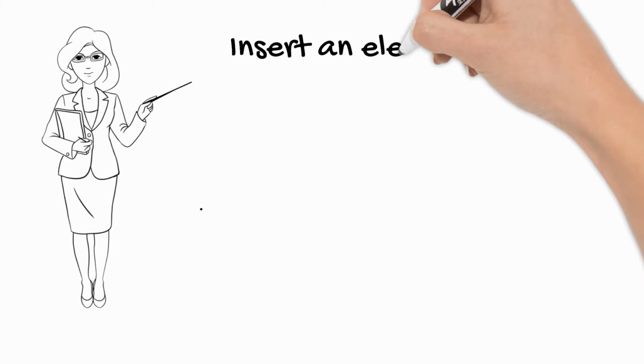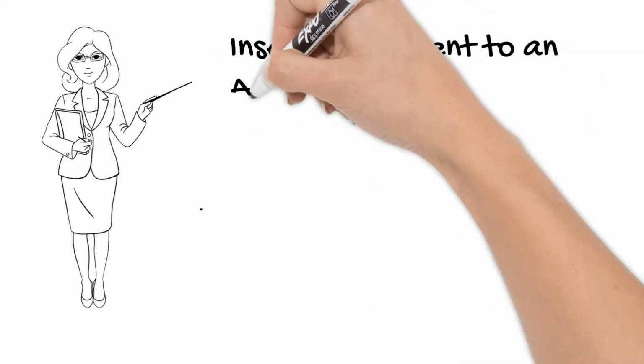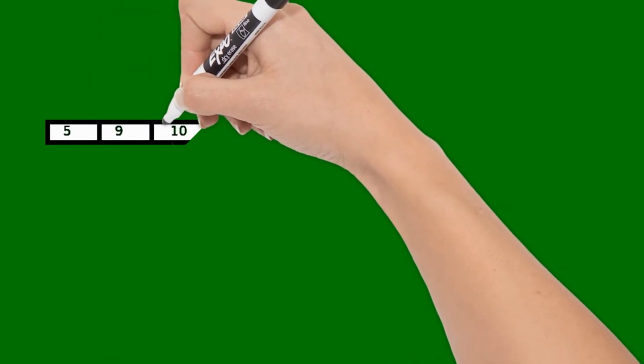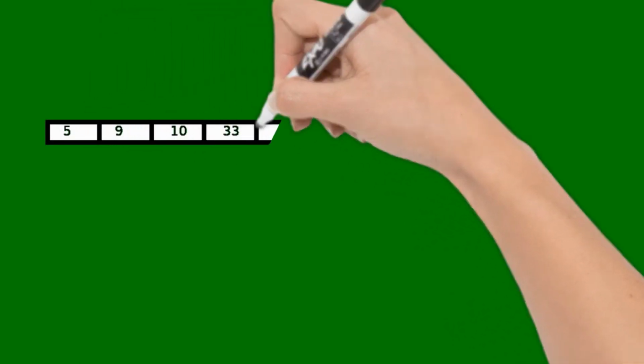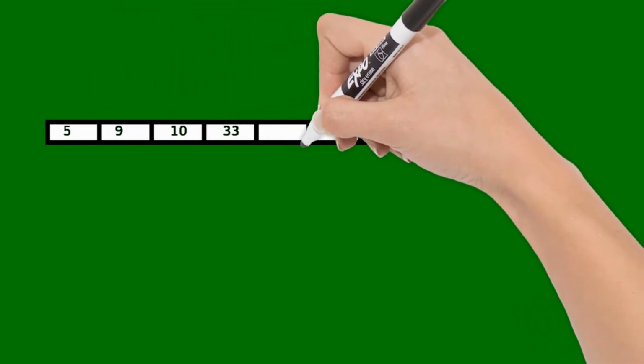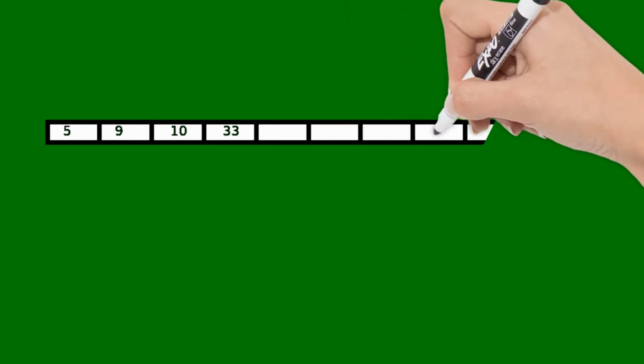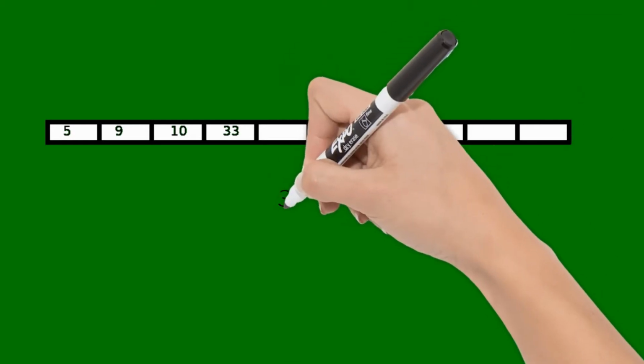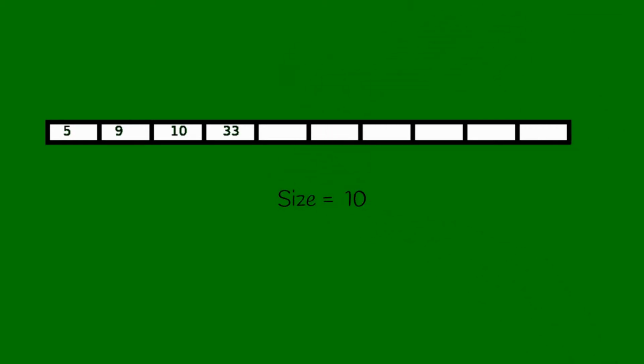In the video, I will show you how to insert an element into an array of integer values. Let's say that you have an array that can hold only 10 values. It already contains 4, and you want to insert a new element. So automatically, this element will be the fifth one, at the fifth position.